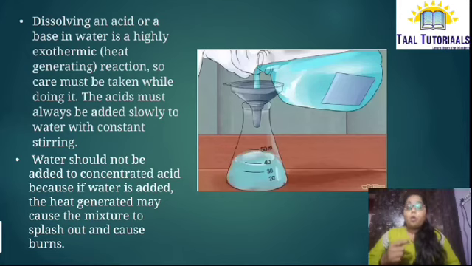Okay. Then water should not be added to concentrated acid. Water should not be added to a concentrated acid, because if water is added, the heat generated may cause the mixture to splash out, and it may also cause burns. So we should be very careful while adding water to the acid or concentrated acid. Okay.